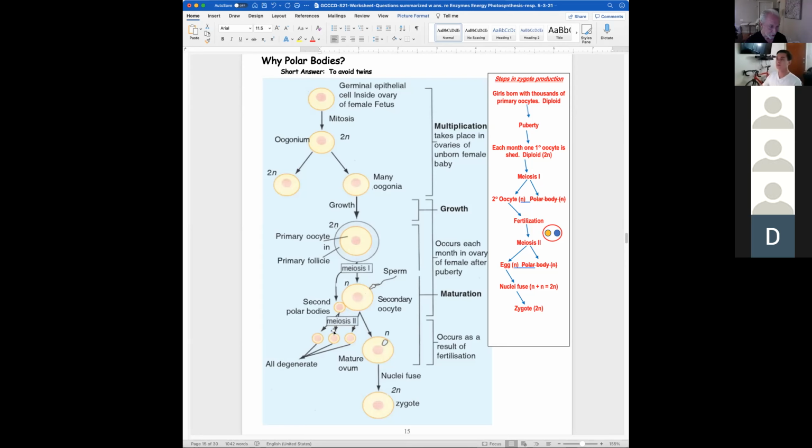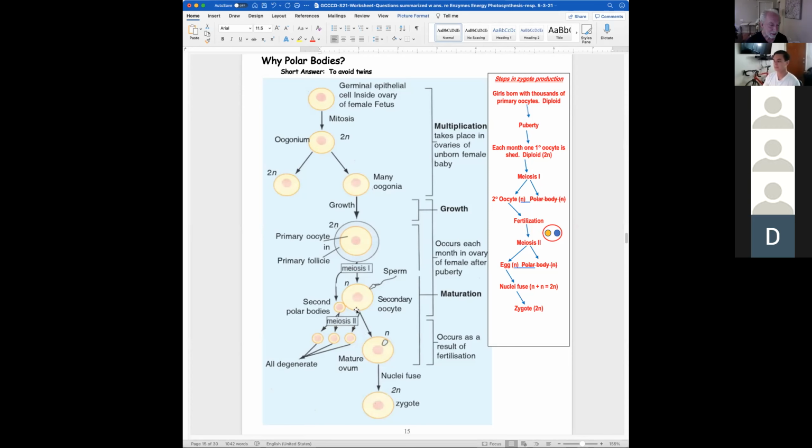So then you have meiosis 2 in both the polar bodies and in the secondary oocyte. Polar bodies just generate 2 more polar bodies. The secondary oocyte, which is now fertilized, makes a mature egg and another polar body, which degenerates along with the others. Then at this point, this secondary oocyte now has 2 nuclei, both haploid, one from the female and one from the male. And at this point, they fuse to form a zygote. Now we're back to diploid.